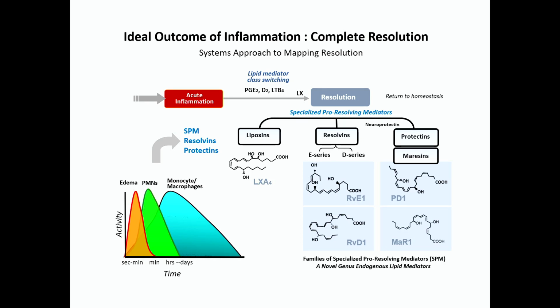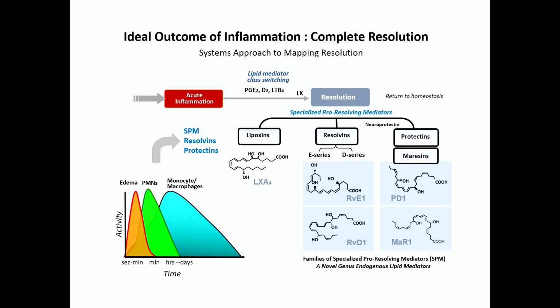But I'm showing the parent lipoxin, lipoxin A4 in its structure, and then E-series and D-series resolvins, the initial description of these members of a larger class of SPMs. And the DHA metabolome is broader than just resolvins, including protectins and maresins, and I'm showing you the parent molecules, protectin D1 and maresin 1 in this slide as well.